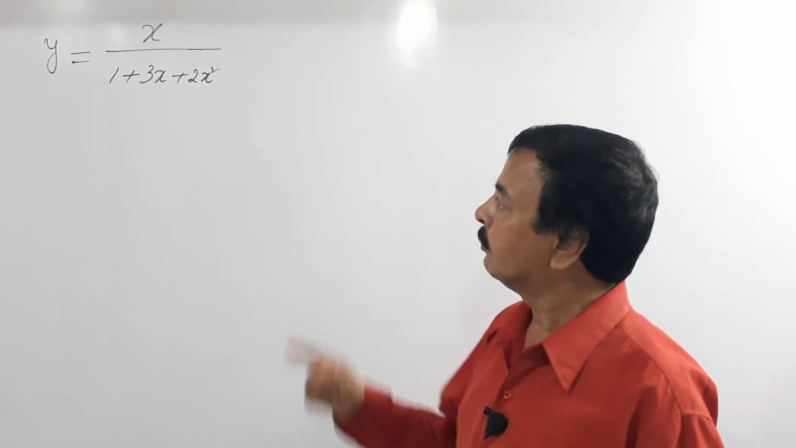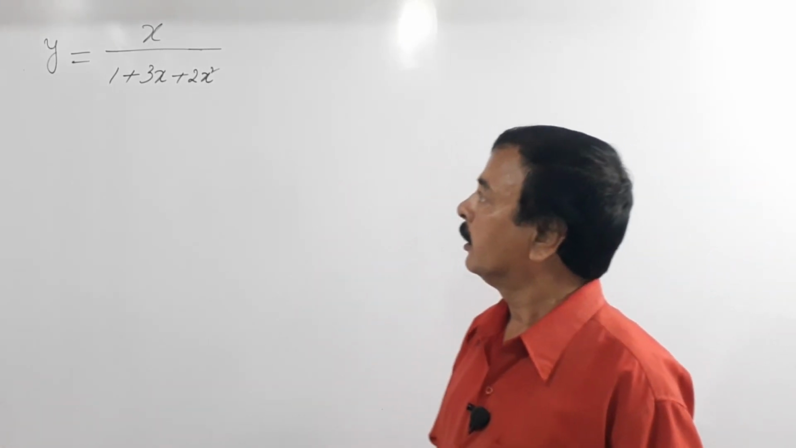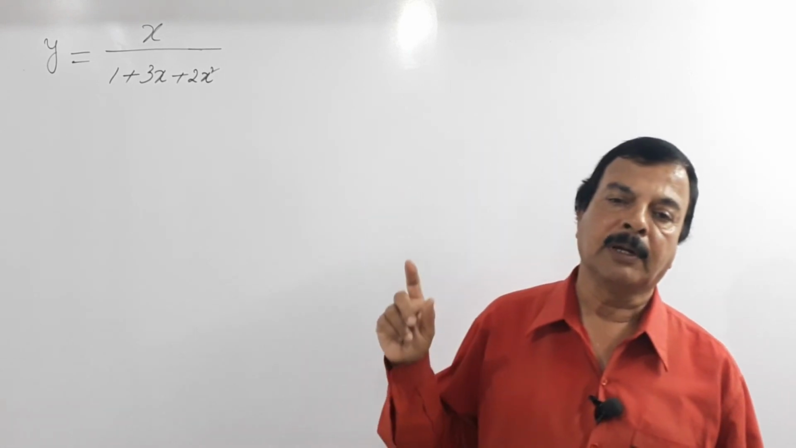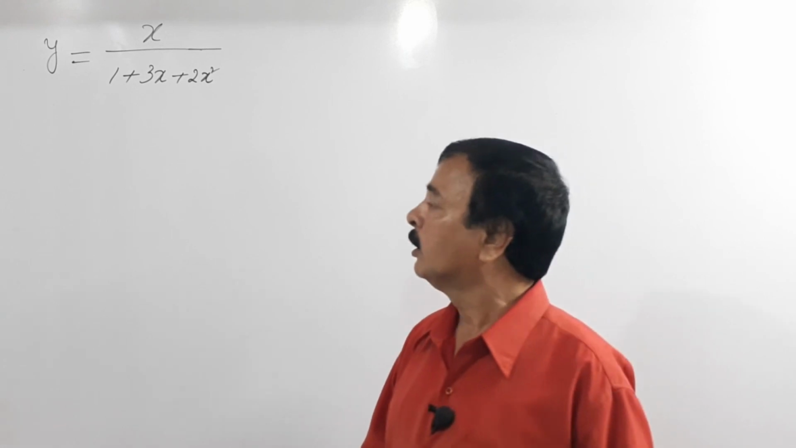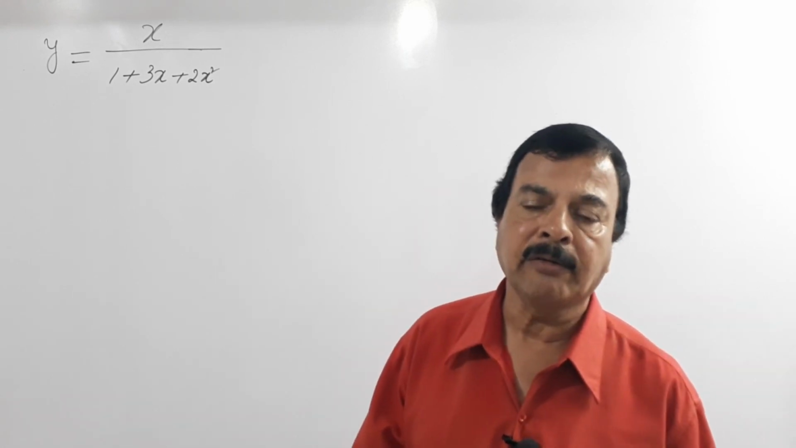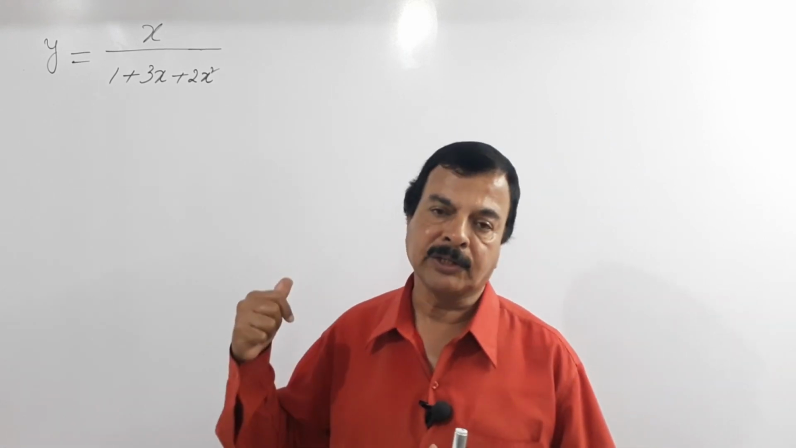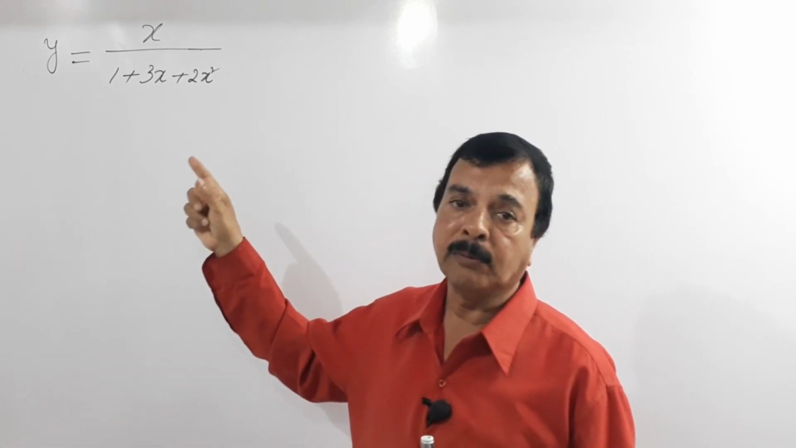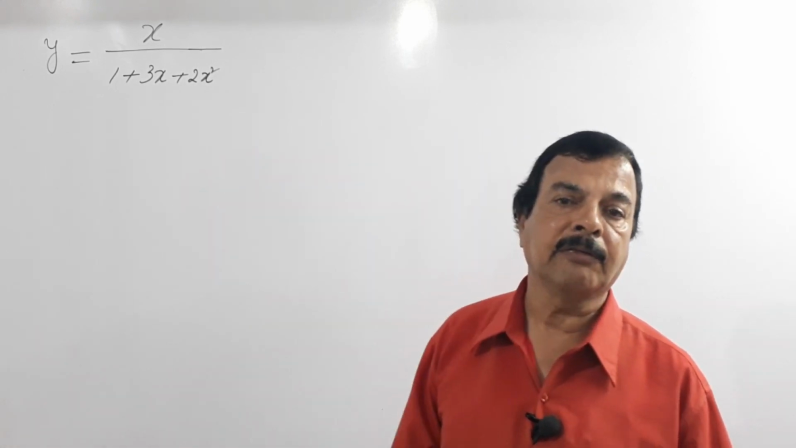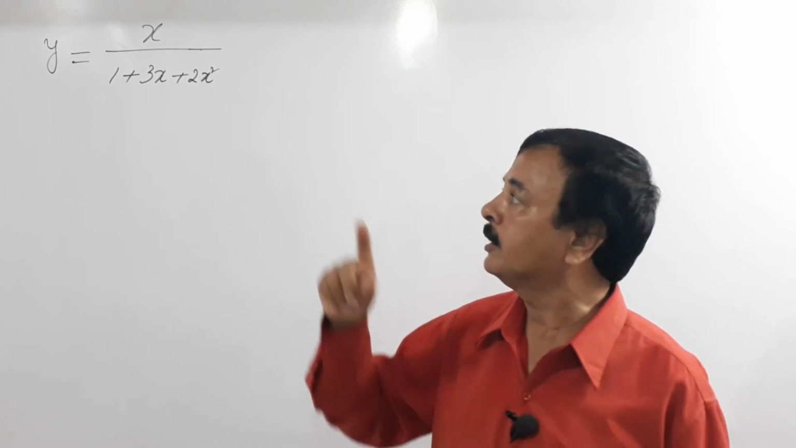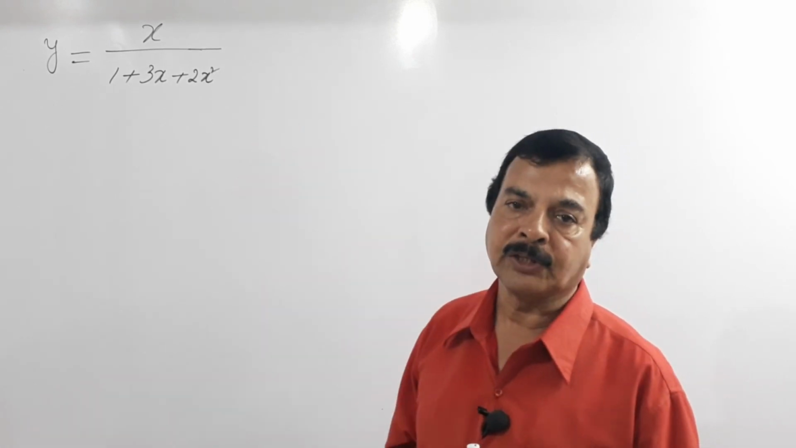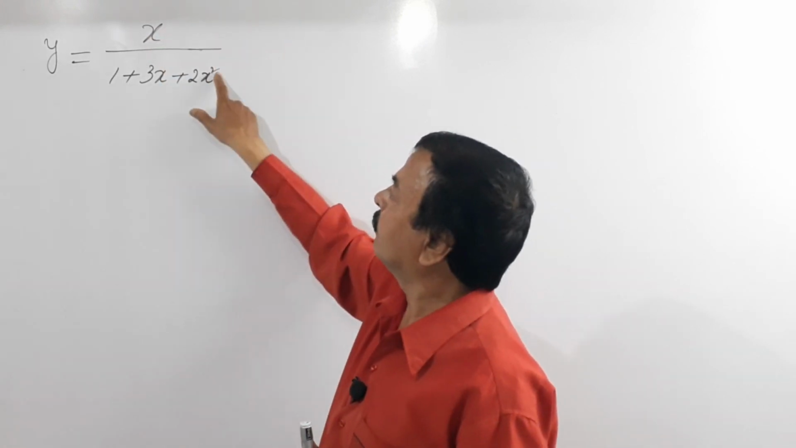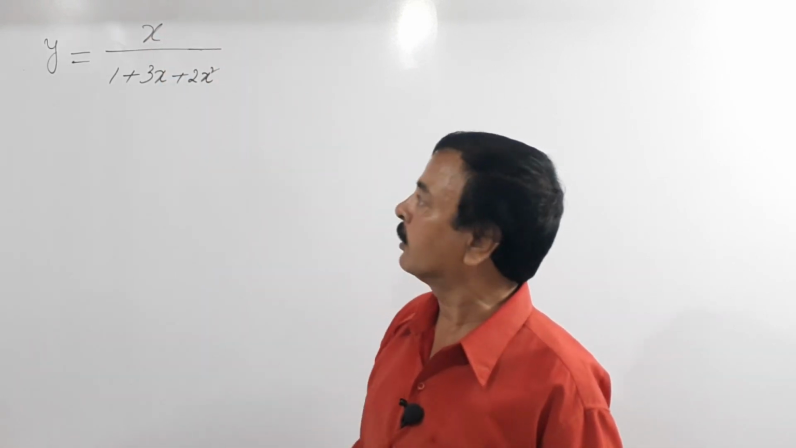So dear students, we have another problem, that is y equals x by (1 plus 3x plus 2x squared). First and foremost, you have to find out whether the given fraction is proper or improper. We know the degree of the denominator is higher than the degree of the numerator. The degree of this is 1 and the degree of this is 2. So this is a proper fraction.